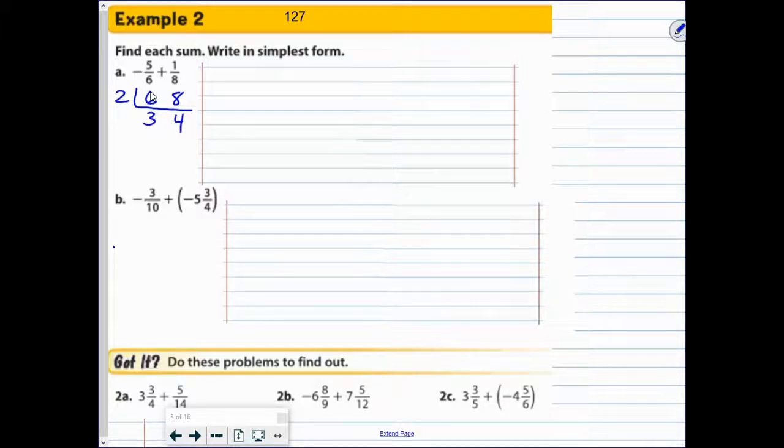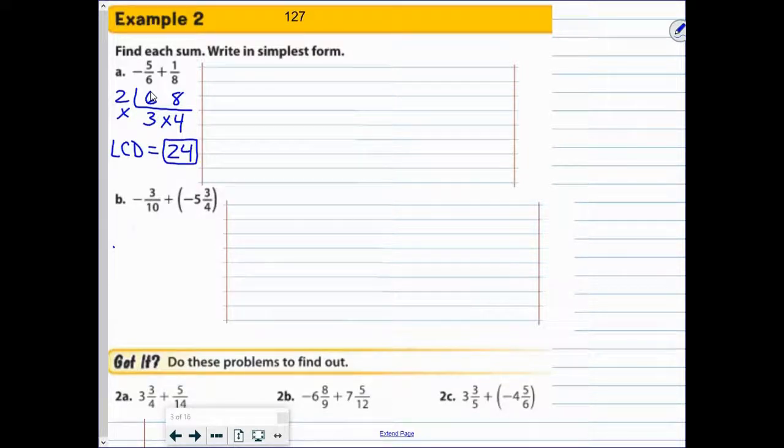So since 3 and 4 do not have a common factor, I will now multiply 2 times 3 times 4 to get my least common denominator. And my least common denominator is 24. So I will rewrite my fractions.